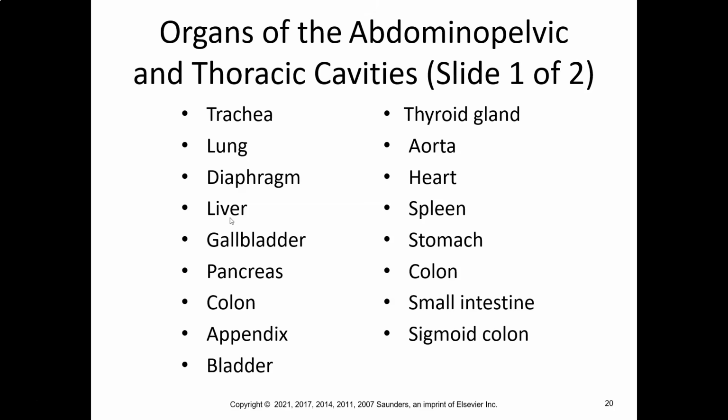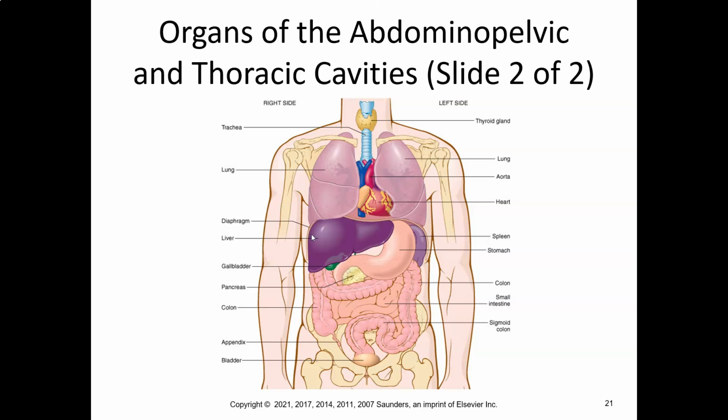Point to the liver. The liver is on your right side. The gallbladder is embedded within the liver. The pancreas is deep to the stomach. Colon, appendix is on the right side, bladder, thyroid gland, aorta, heart, spleen is on the left side, stomach is on the left side, right? So knowing where these are is very important.